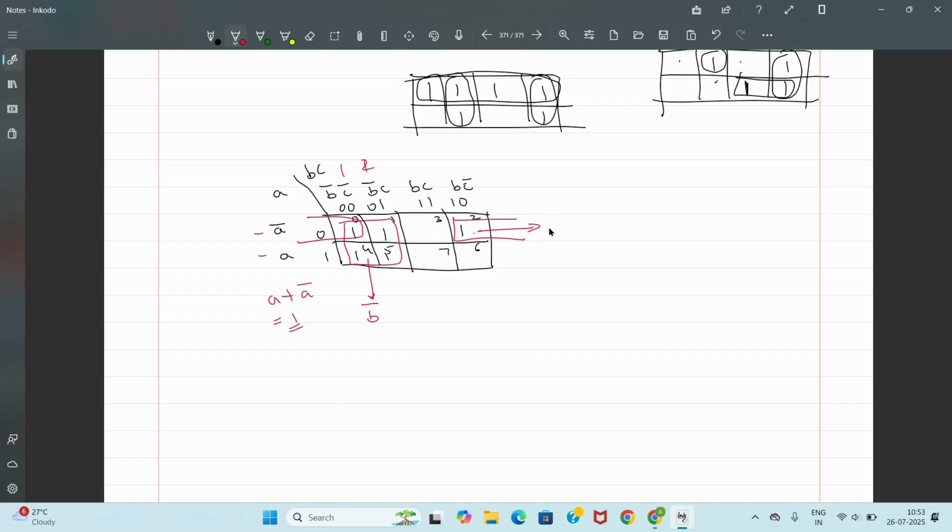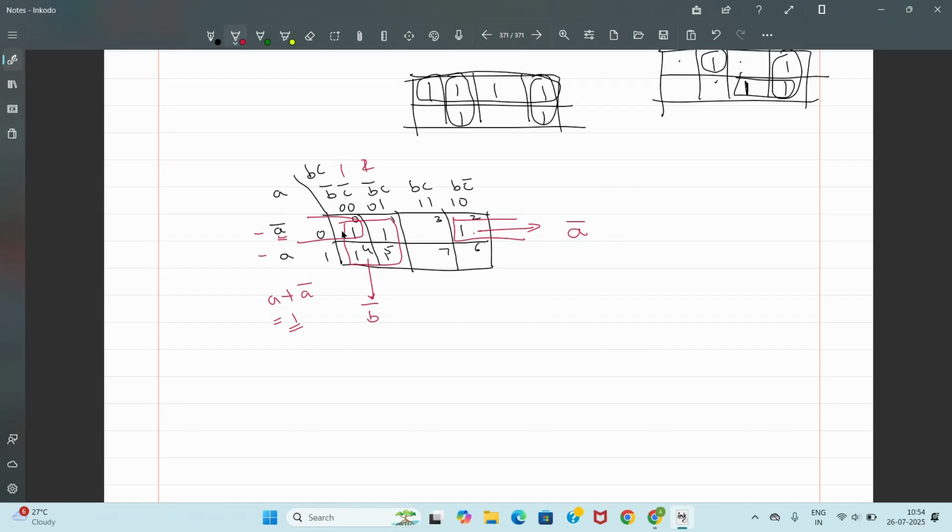Similarly, for the second group, I have to write the equation. The second group is a pair between cell number 0 and cell number 2. This group corresponds to the row A bar, so it will be A bar. It cannot change, it is only one row. You cannot look for a change happening because it is covering only one row. So if it is covering only one row or one column, write that value as it is without eliminating. So here it is A bar.